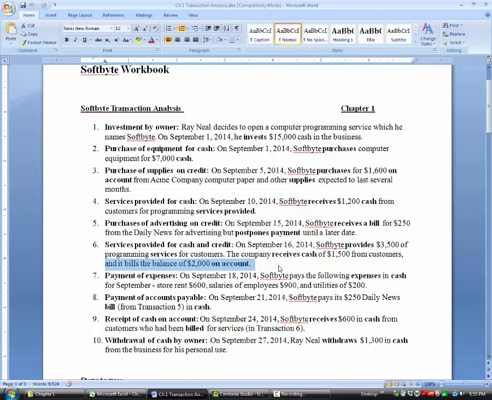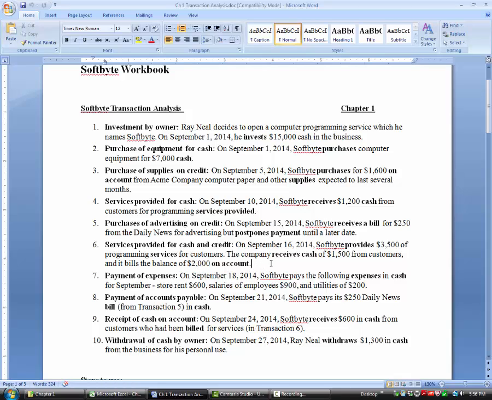But remember, we could receive a bill like we did in transaction number 5, at which point the company does have a bill to pay, but the company could also bill its customers, which means that the company will receive money from the customers in the future. So what happened here was that the company provided services of 3,500. The customer decided to pay 1,500 immediately in cash, and they will pay the rest in the future. So the company will be receiving $2,000 from customers in the future.